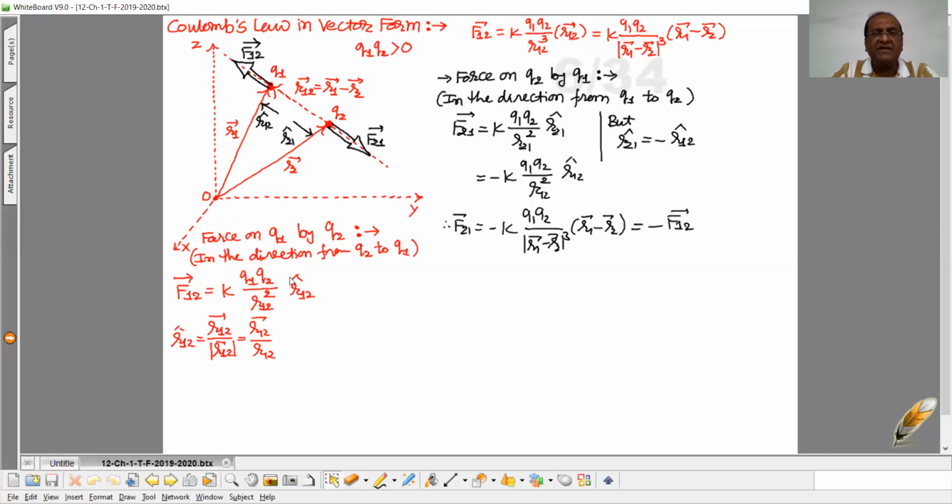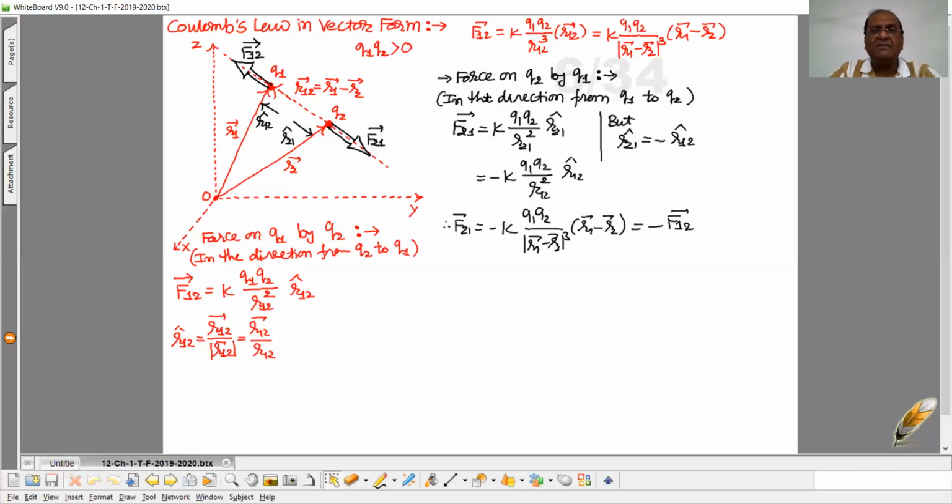Now if this unit vector is replaced by vector r12 upon r12, then in the denominator we get r12 into r12 squared, that is r12 cubed. This is the magnitude of r1 minus r2, and this vector r12 is vector r1 minus r2. So simply we can write force on 1 by 2 as k q1 q2 upon magnitude of r1 minus r2 cubed into vector r1 minus r2. This is the vector form.